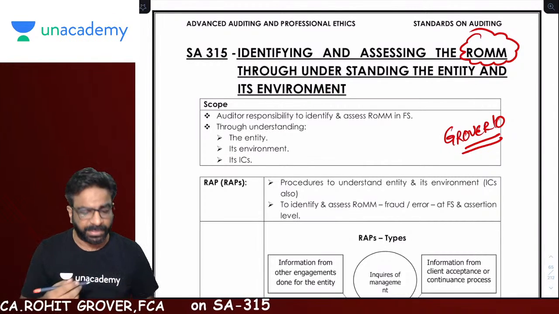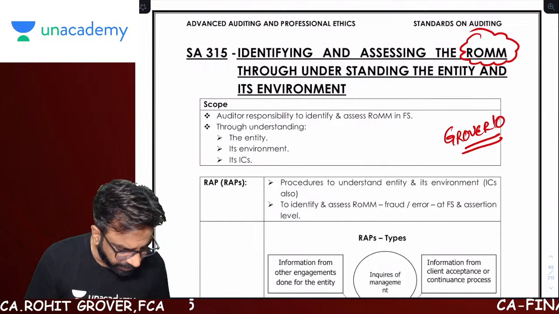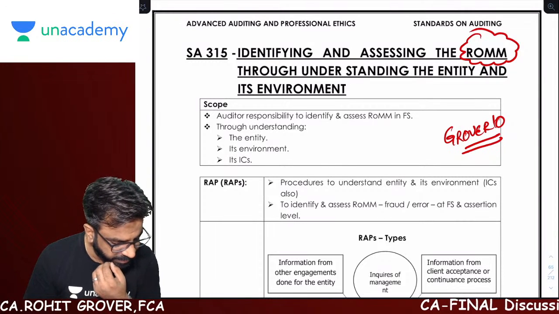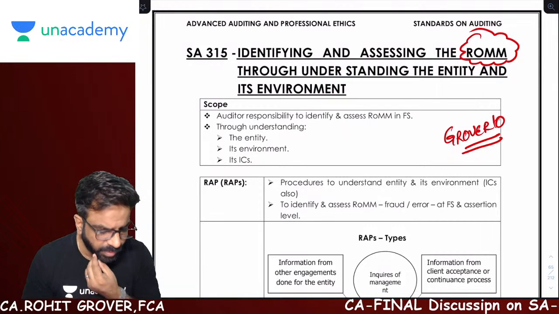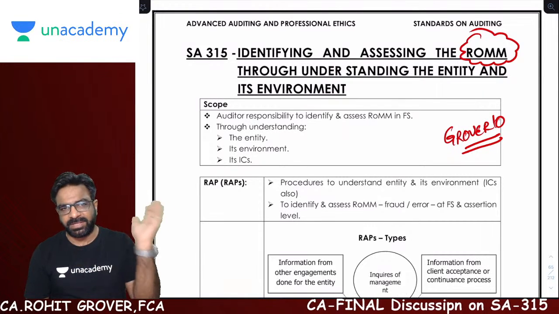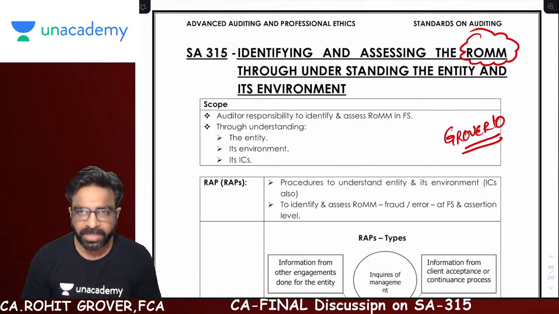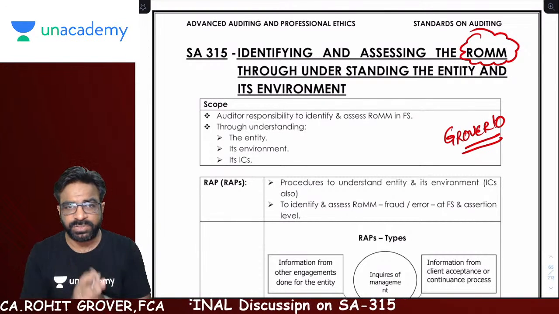So remember one thing, sir, in SA 450, when the auditor takes management representation for the uncorrected misstatement, does it mean the auditor also considers it as immaterial? No, no, no, it will not be immaterial. That is a different aspect of taking the management representation letter. So it will not be immaterial. I'll get back to this query later on. So let us first focus on SA 315.